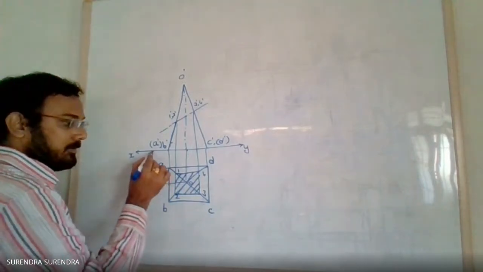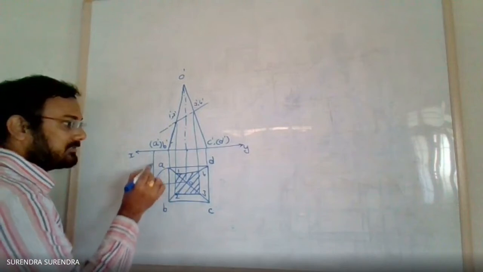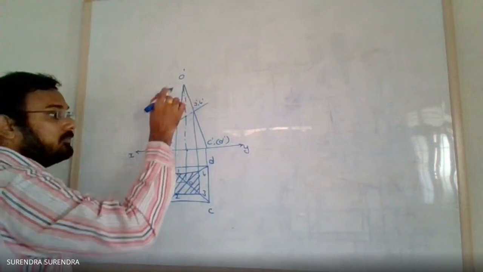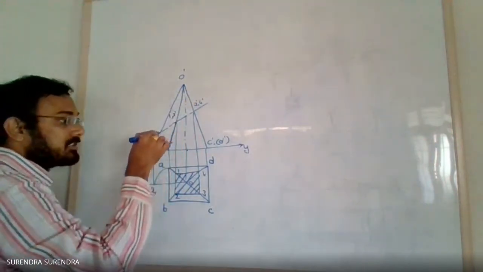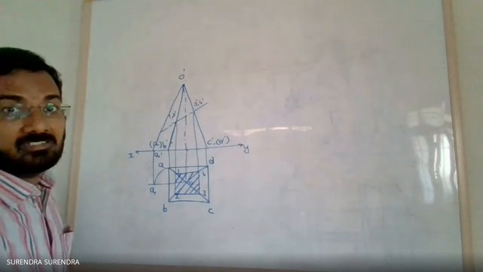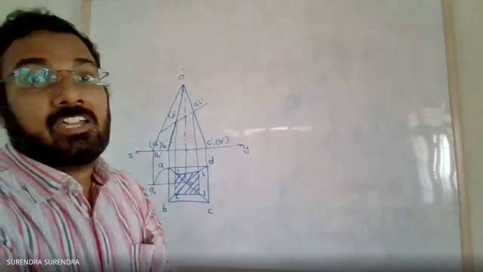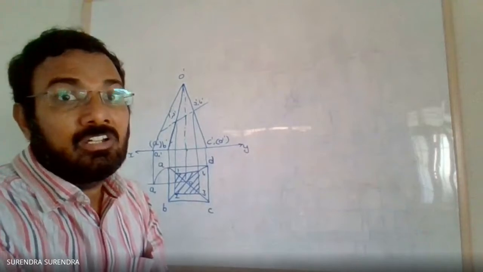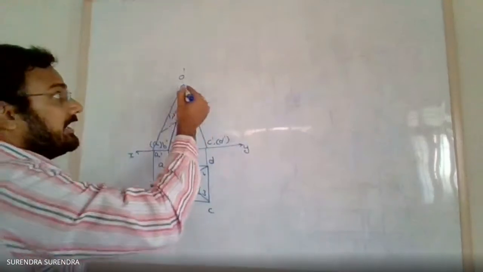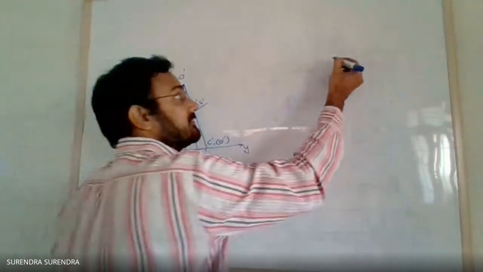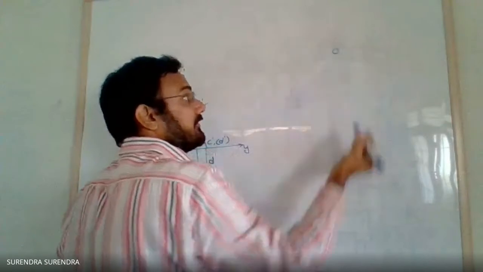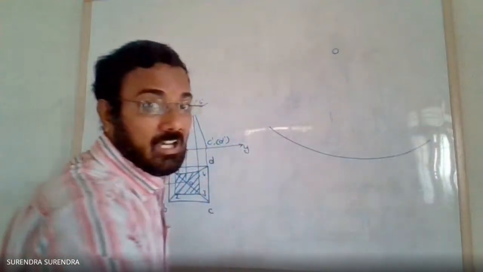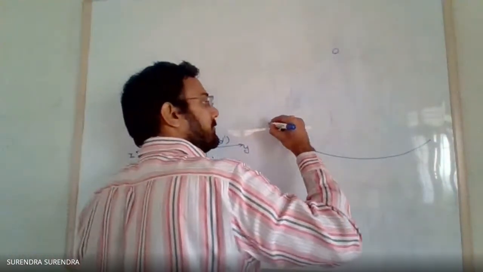Point A1. Project this point up to the XY line, point A1 dash. Now join O dash A1 dash. O dash A1 dash is the true slant length. Now, with radius equal to O dash A1 dash, with center O, draw an arc. Join the starting point of the arc.